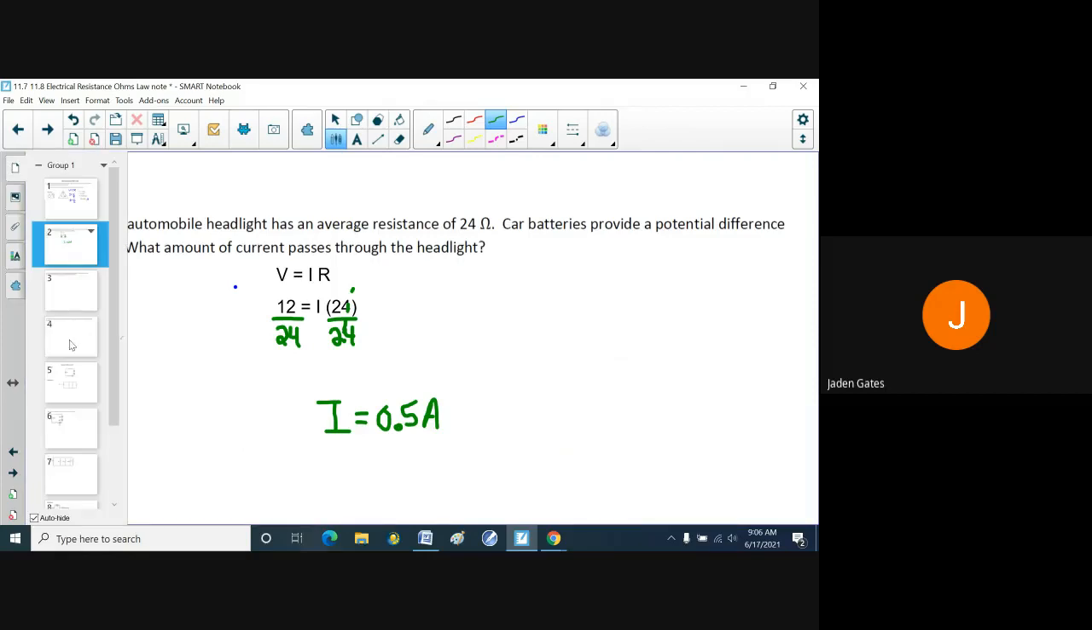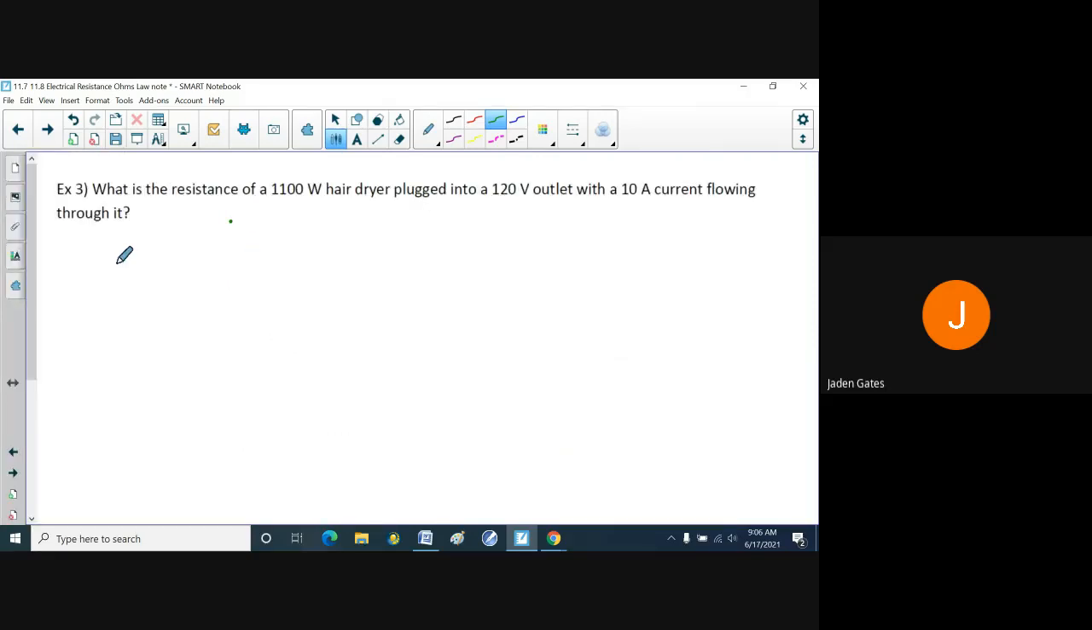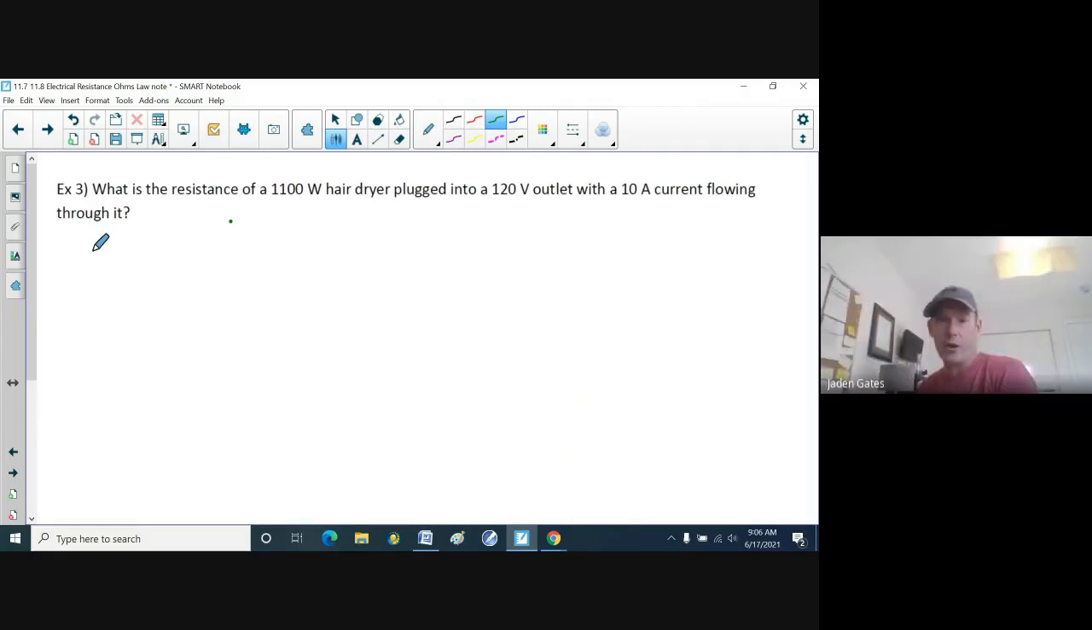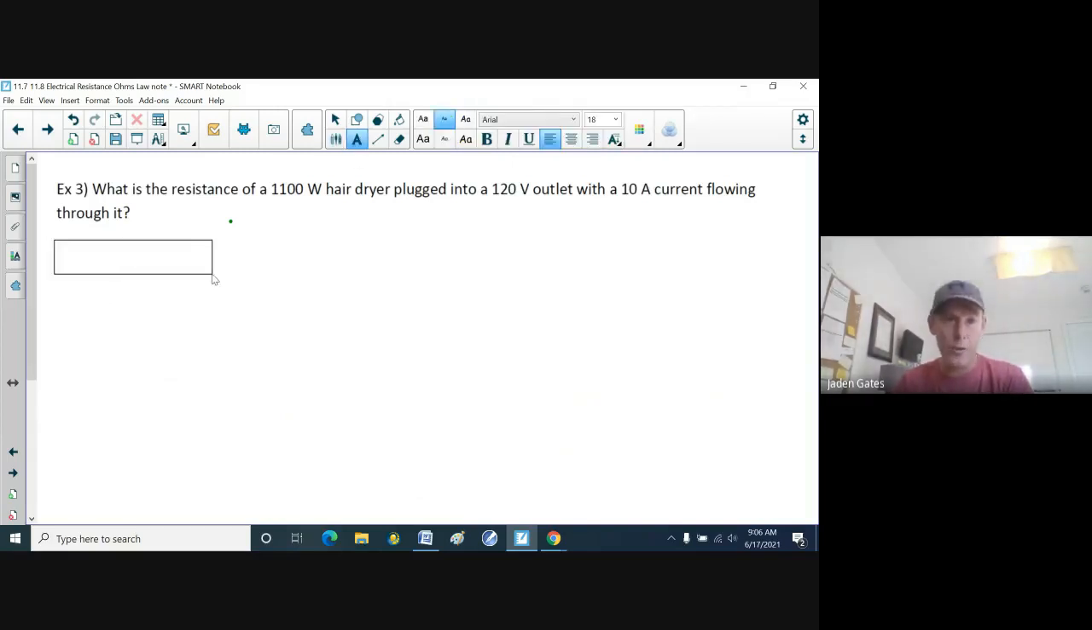All right, let's try one more of those. Let's skip this one and go down here. What is the resistance of a 1,100 watt hair dryer plugged into a 120 volt outlet with a 10 amp current flow through it? Whoa. Okay, so what do we got here? We're looking for the resistance. The power of this hair dryer is 1,100 watts. The current is 10 amps.